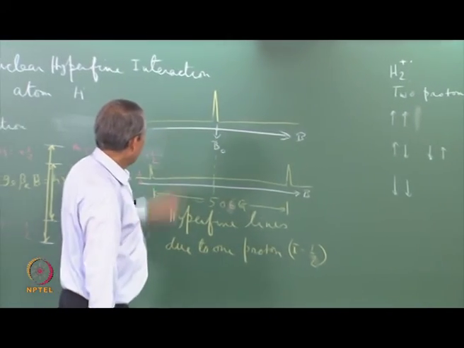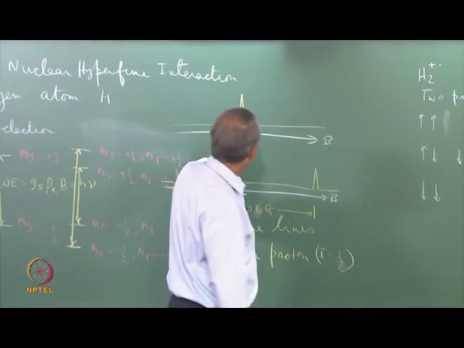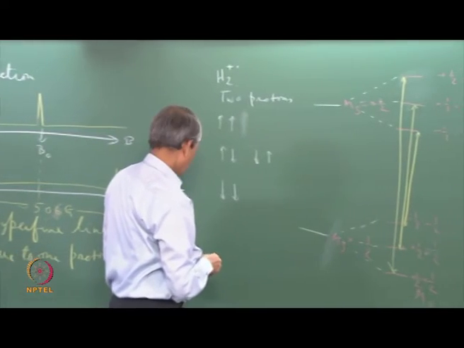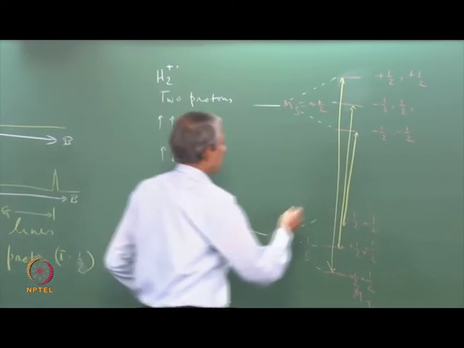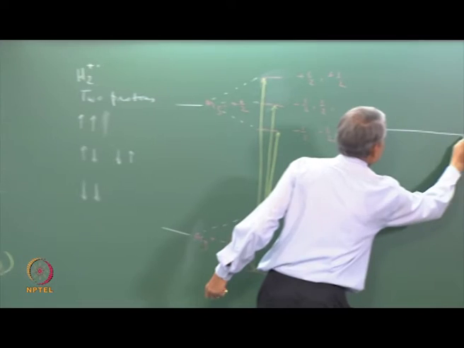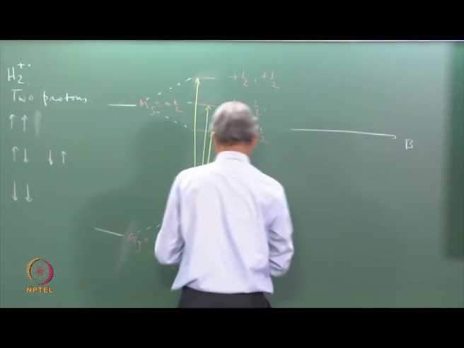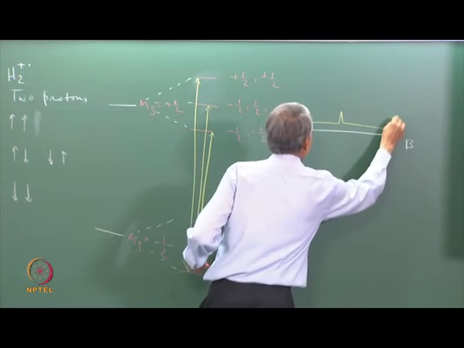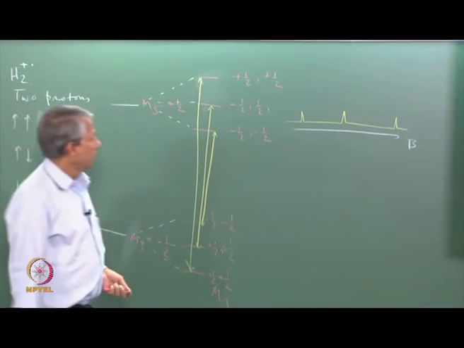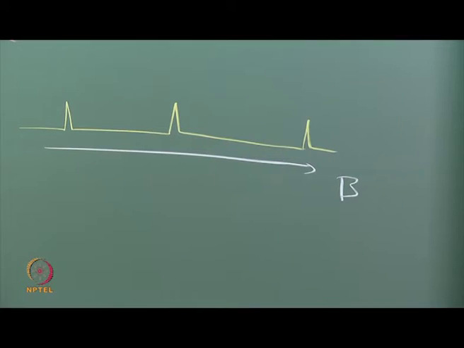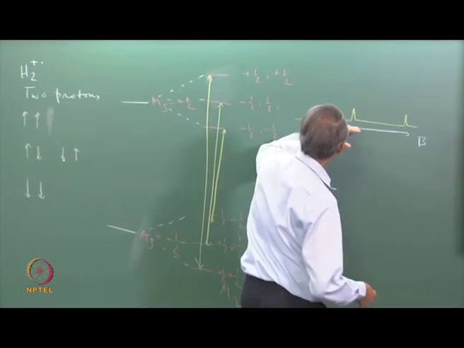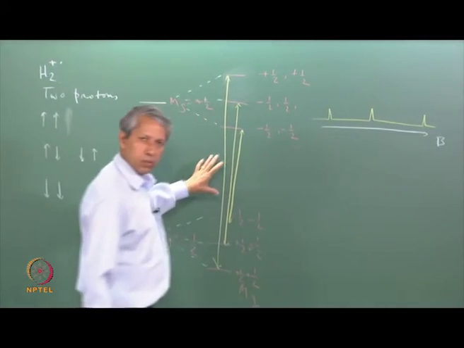So, what we predict from here is that the EPR spectrum of this hydrogen molecule ion should look like this, as a function of magnetic field. This will look like this. This is the way, but this is not quite true. The three lines of equal intensity that come from this sort of argument are not quite true.